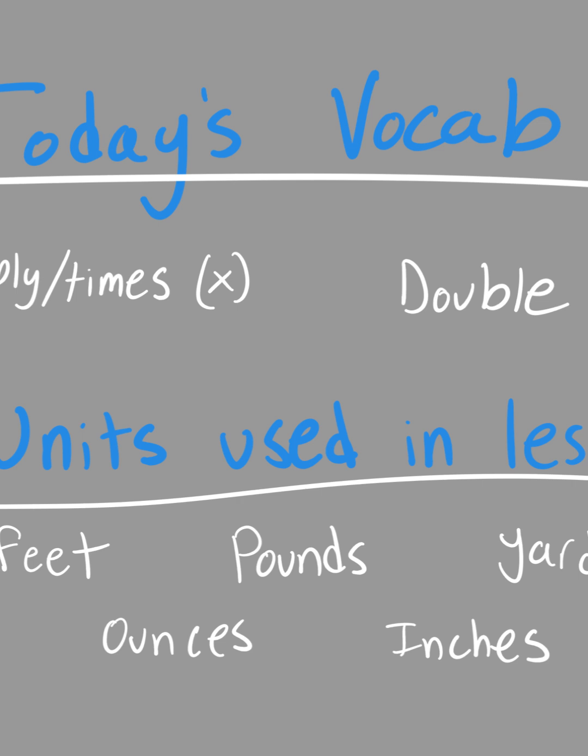For today's vocab, the first word we are going to be looking at is multiply. We are going to be multiplying two numbers together, and that can also be said as times. And then when we are writing out our problems, we are going to be using this symbol here. Our second vocab word today is double, and that is when we are just multiplying the first number by 2, and that's going to just be written like this. Some units that we are going to be using today are feet, pounds, yards, ounces, and inches.